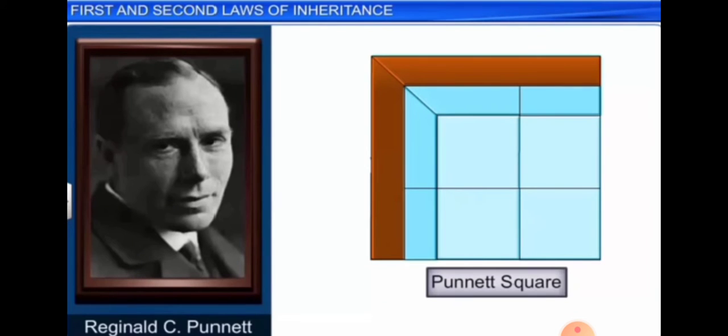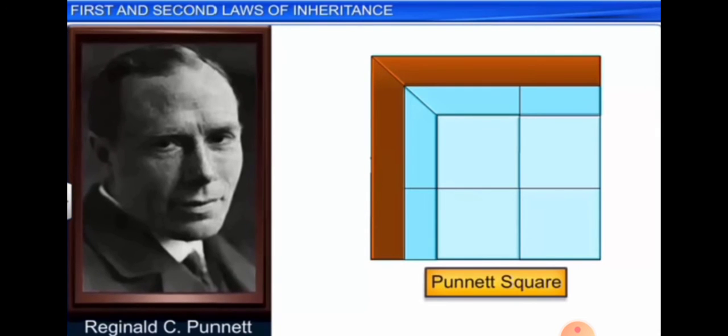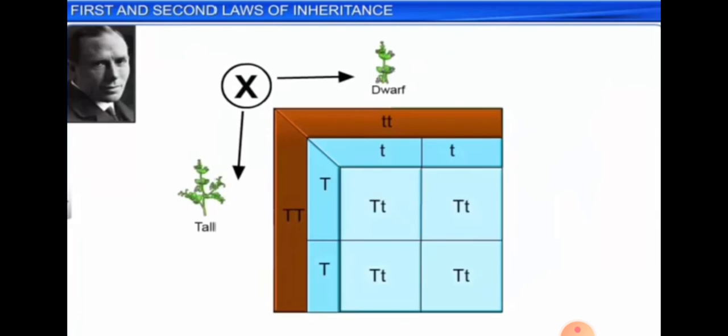So this is a diagram which is very useful in predicting the outcome of a particular cross or breeding experiment, that is the Punnett square. This was devised by the British geneticist Reginald C. Punnett. The Punnett square is a graphical representation that helps to calculate the probability or the possible genotypes of the progeny in a genetic cross. Now let's see how Mendel has used this Punnett square in his experiment.